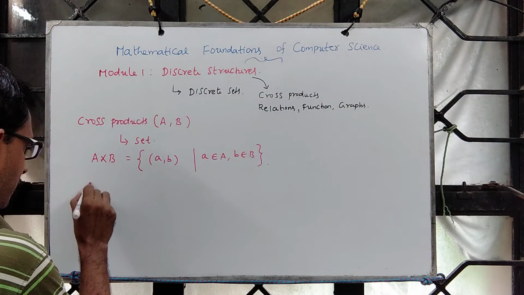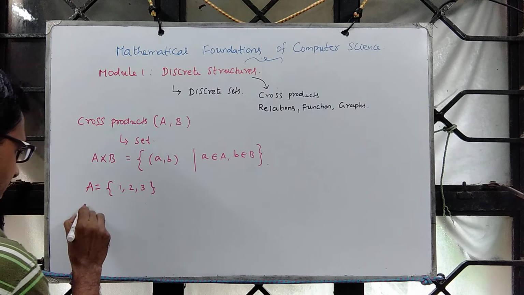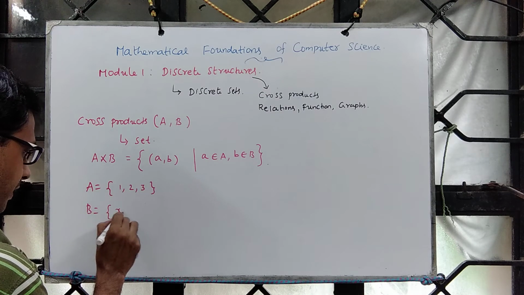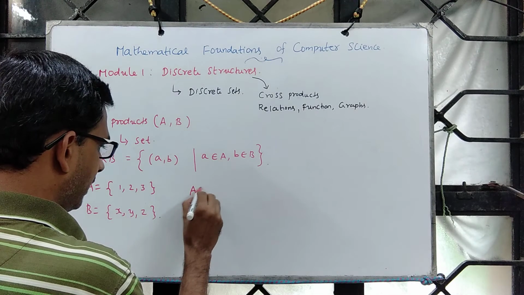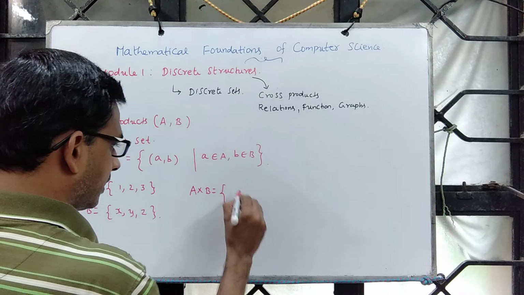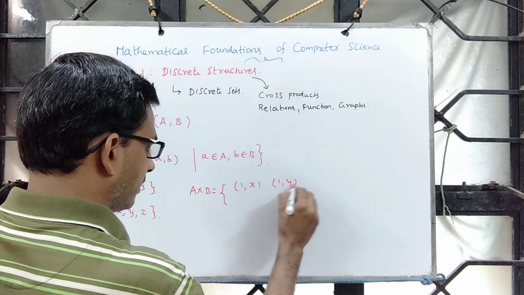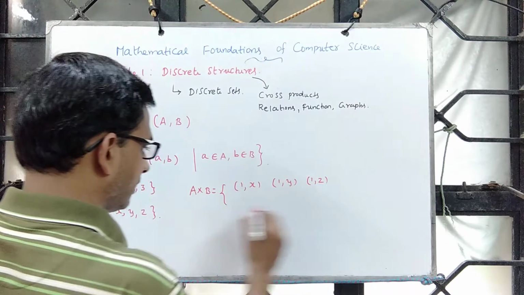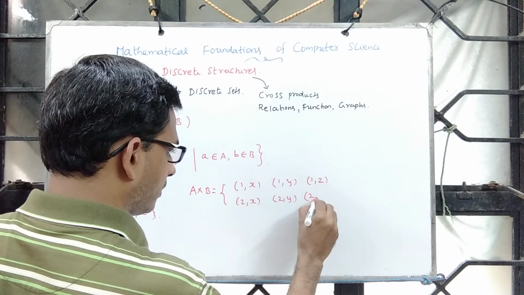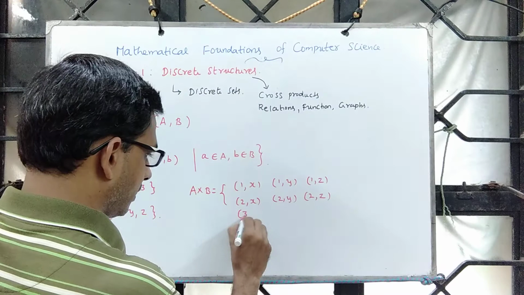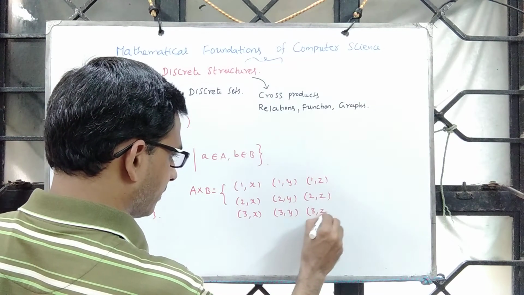For example, suppose A consists of 1, 2, 3 and B consists of x, y, z, then A cross B has 1 comma x, 1 comma y, 1 comma z, 2 comma x, 2 comma y, 2 comma z, 3 comma x, 3 comma y, and 3 comma z.